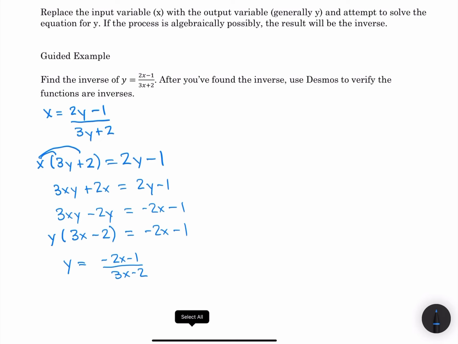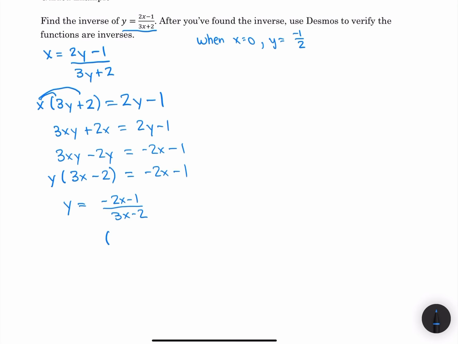So if you ever want to know if you properly found an inverse, my recommendation is to substitute in a point and see what you get. An easy point to choose is to choose x to be 0. So when x is 0, and we're going to substitute 0 into that function, when x equals 0, y is negative 1 divided by 2. So what that means is on this graph, the point negative 1 over 2, 0 should be there. Let's see if that's true.